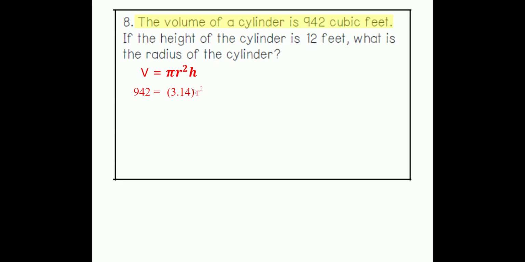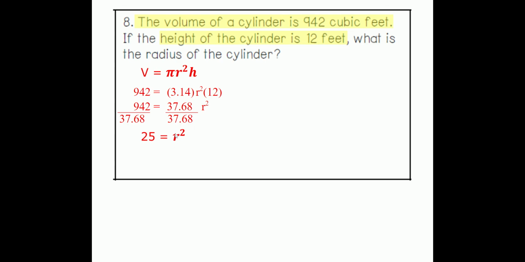We don't know the radius, so we're going to leave it as r squared. We do know the height because they tell us it's 12 feet. So we're going to multiply the numbers we do know on this side to simplify. So 3.14 times 12 is 37.68, and we have the r squared left over. How do we get r squared by itself? Well, we divide both sides by 37.68, and we end up with roughly 25 for r squared.